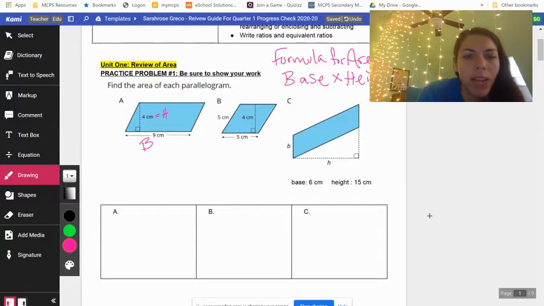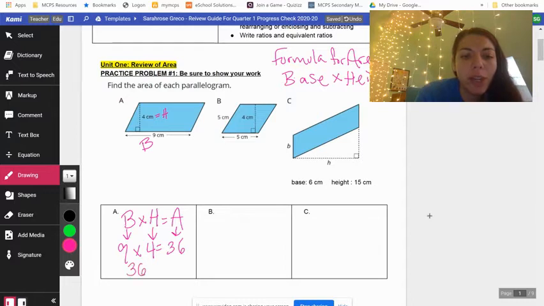So in box A, I'm going to say base times height equals area. And now I'm just going to plug in the numbers. My base was 9 times 4 will equal my area. And my area is going to be 9 times 4. That's 36. And remember, we can't just answer a problem with just a number. We would lose points. So we have to put the units of measurement. 36 centimeters squared. And you know what? I'm going to circle my answer.